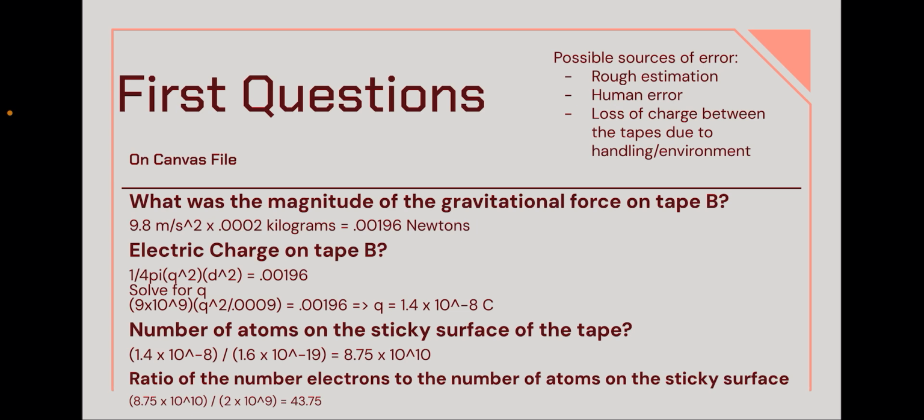Some first questions that we had to establish during that initial part of the lab on the Canvas file: what was the magnitude of the gravitational force on tape B, what was the electric charge on tape B, the number of atoms on the sticky surface of the tape, and the ratio of the number of electrons to the number of atoms on the sticky surface. You can see our work for each of these questions and our answers, and then there are possible sources of error: could be rough estimation, human error, or loss of charge between the tapes due to handling or environment.